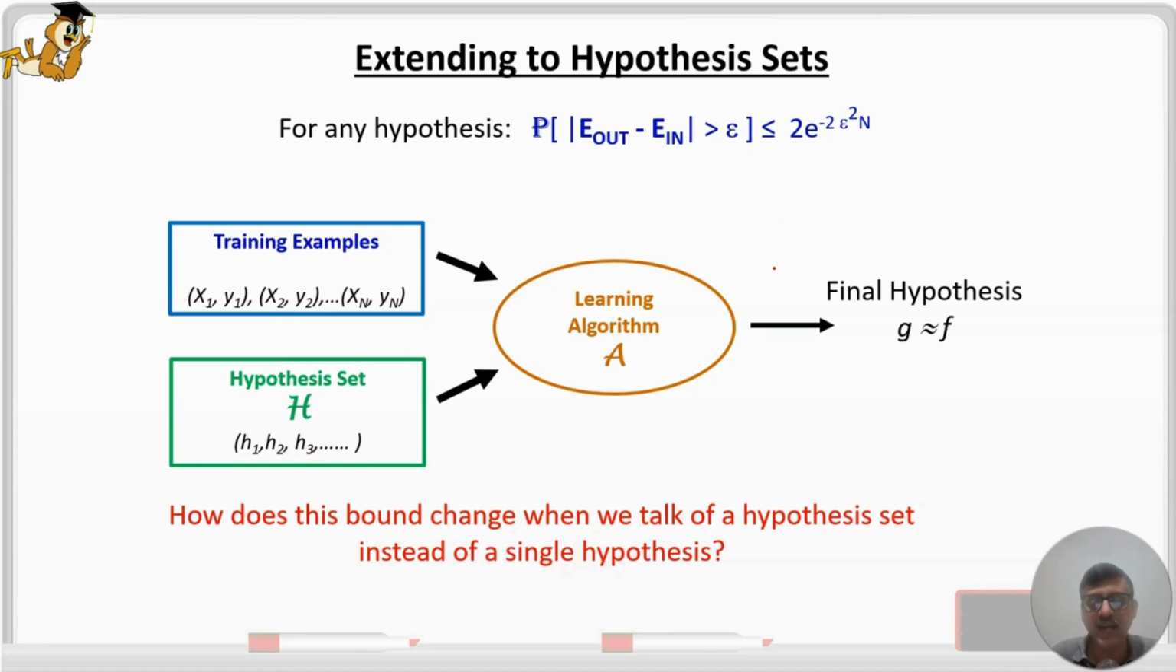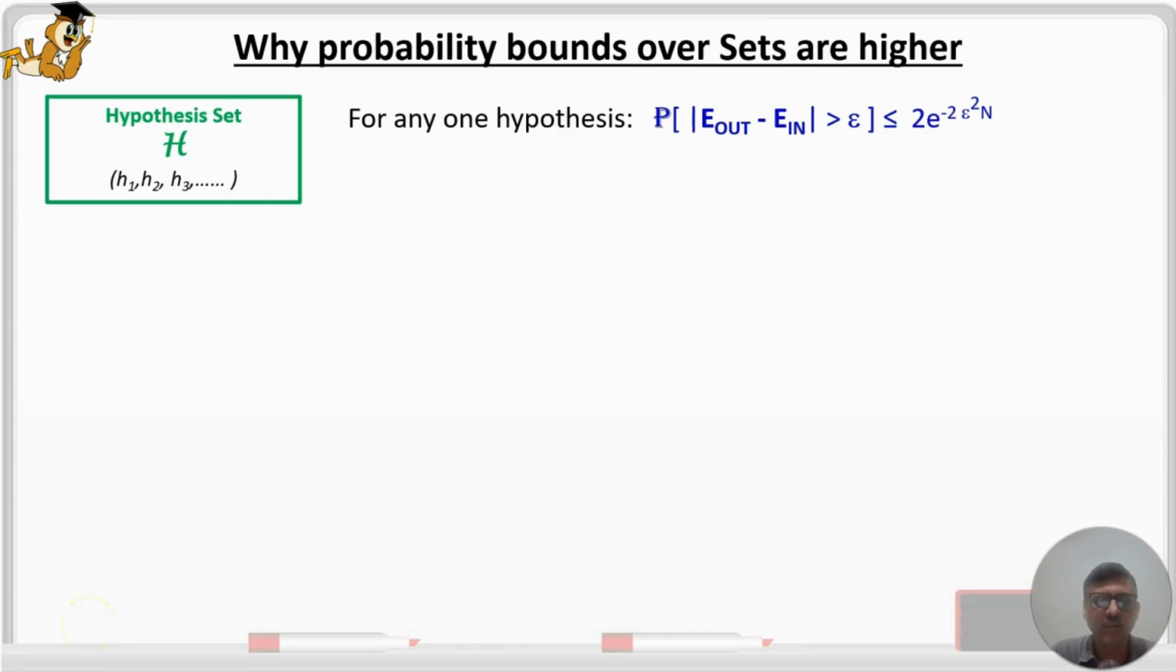That is now the problem before us. Okay, we are now going to talk about why probability bounds over sets are different from the probability bound on an individual member of the set. And indeed, probability bounds over sets are higher than the probability bound of an individual member of the set. So let's see what we have.